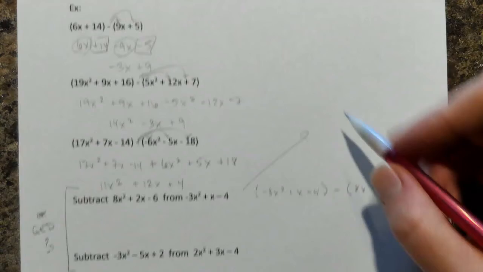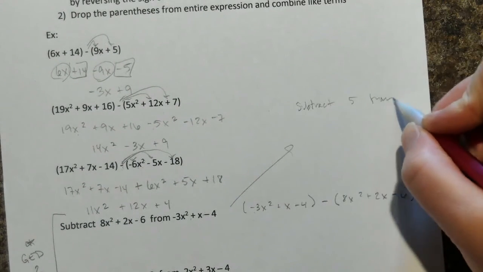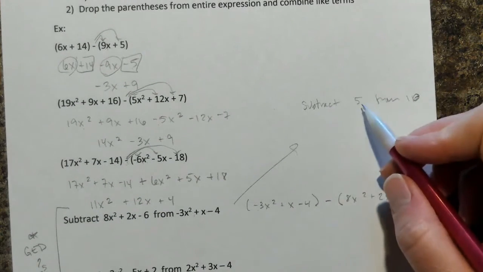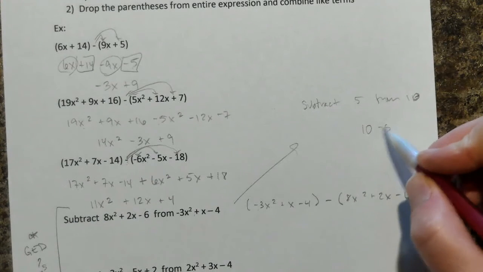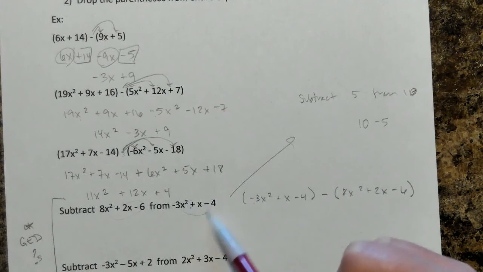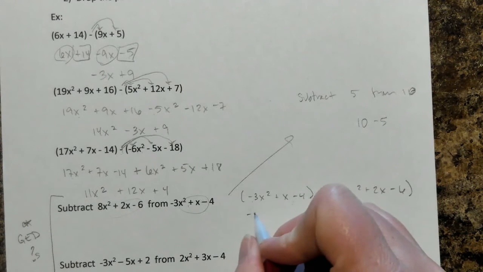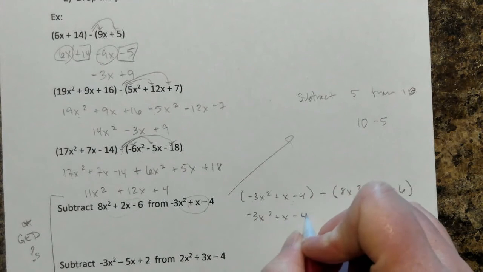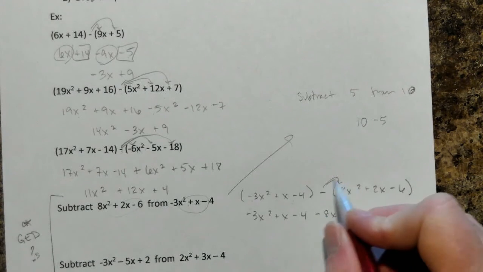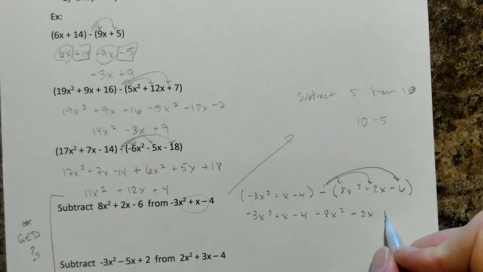Just a little sidebar here. If I subtract 5 from 10, mathematically, if I were to write an expression that's subtracting 5 from 10, I start with 10 and then take 5 away. So same idea. I'm subtracting this from this, so I want to start with this polynomial. So let's just rewrite it. Let's drop our parentheses, distribute our negative. So we have minus 8x squared minus 2x. A negative and negative is a positive 6.